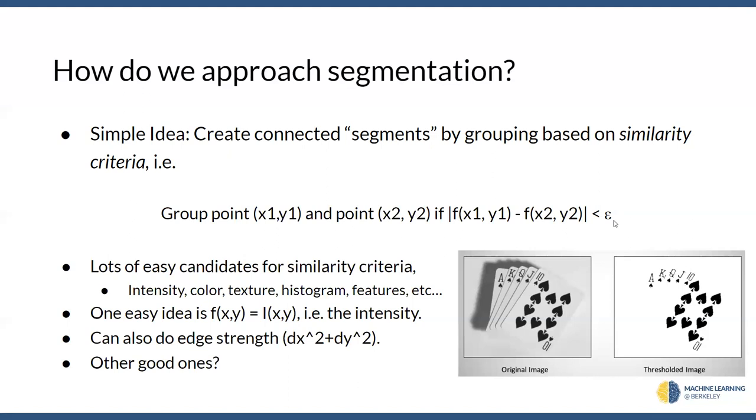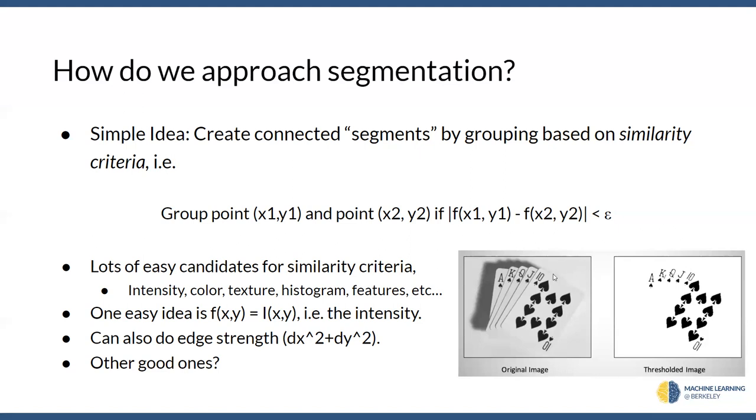And so this is a very simple, classical approach to this problem. There are a lot of different similarity functions or metrics that you could use to measure similarity. A classic one is just intensity, like the brightness of a pixel. That's not the technical definition, but you can think of it that way: the intensity of a pixel is how bright that color is.